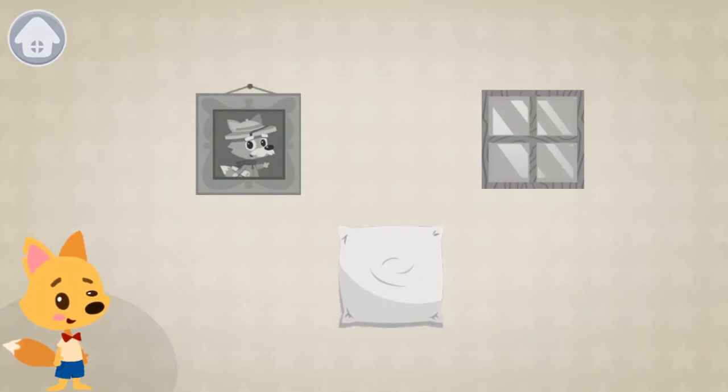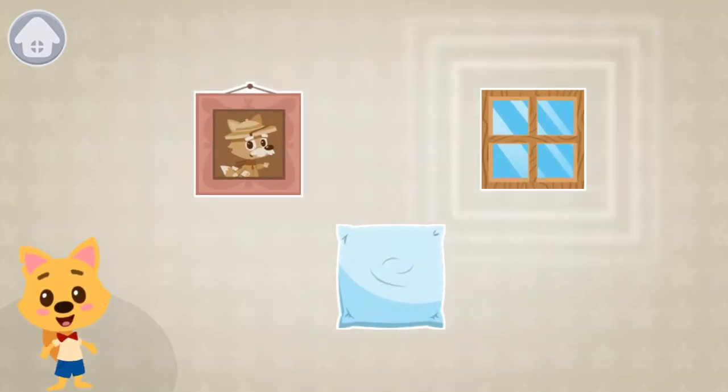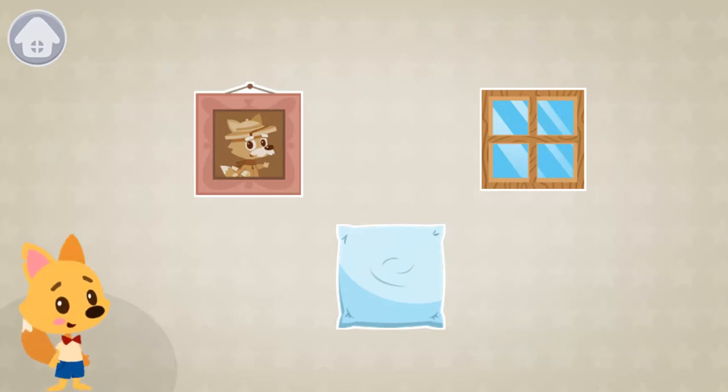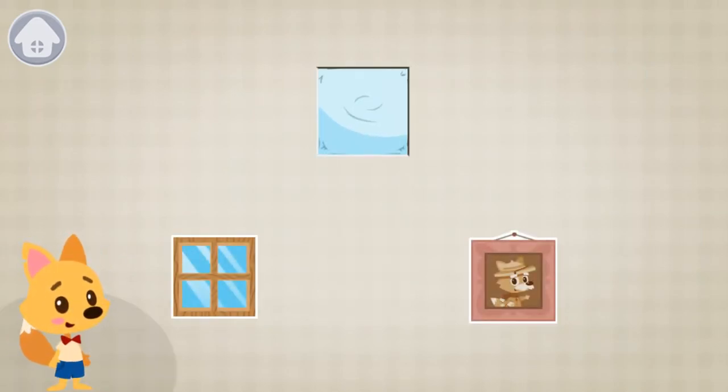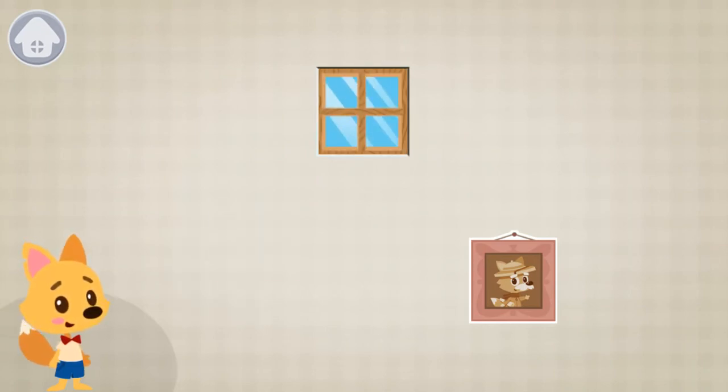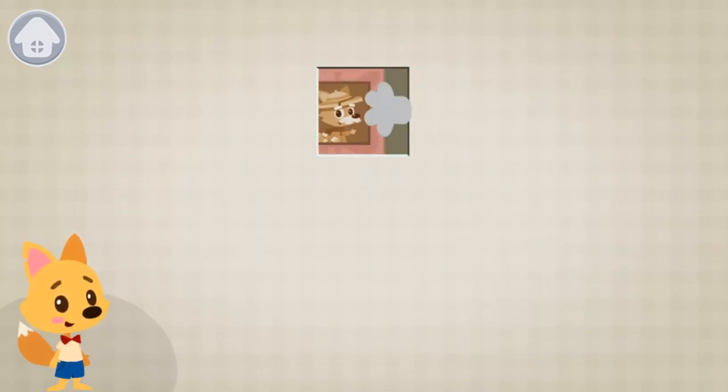These items are square. Tap on all the square items. Pillow. Portrait. Window. Square items into the square window above. Hooray!